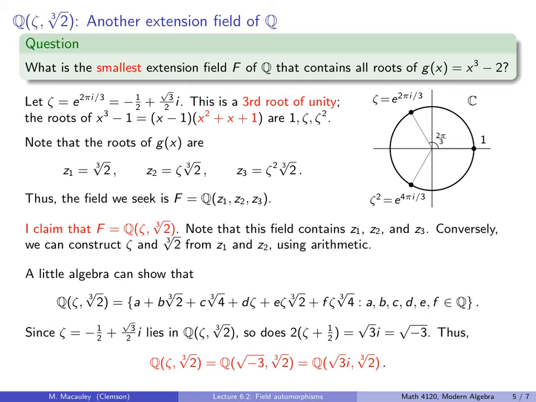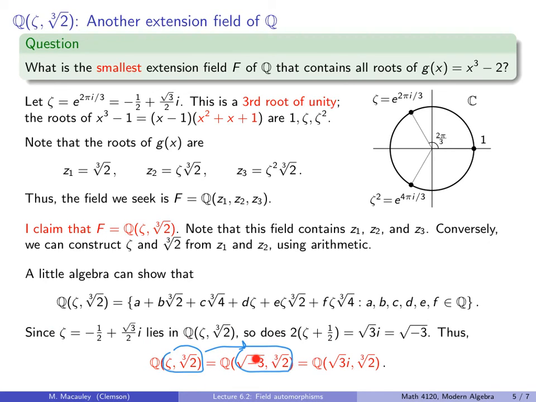Therefore, I can write the extension field Q adjoined zeta and cube root of 2 as Q adjoined root negative 3 and cube root of 2, which is just Q adjoined root 3i and cube root of 2. And we can do this because these two numbers, zeta and cube root of 2, clearly generate these two numbers: square root of negative 3, that's what we just verified up here, and obviously cube root of 2, it's the same thing, and vice versa.